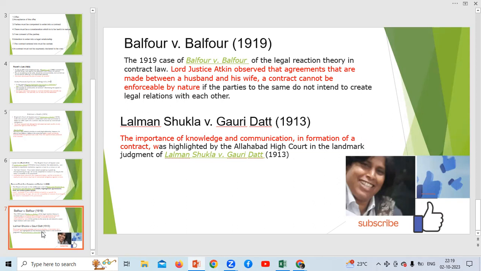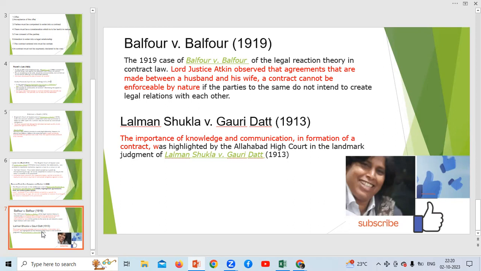आणि ही पण परत एकदा मी घेतलेली आहे, लालमन शुक्ला वर्सेस गौरी दत्त. This is an important case, repeatedly asked. Please remember the importance of knowledge and communication. लालमन शुक्ला हा सर्वंट आहे आणि गौरी दत्तचा मुलगा जो आहे तो हरवलेला असतो, आणि ह्याची ऑर्डर कुणी दिली? गौरी दत्तनी लालमन शुक्लाला त्याला शोधायची जबाबदारी दिलेली.